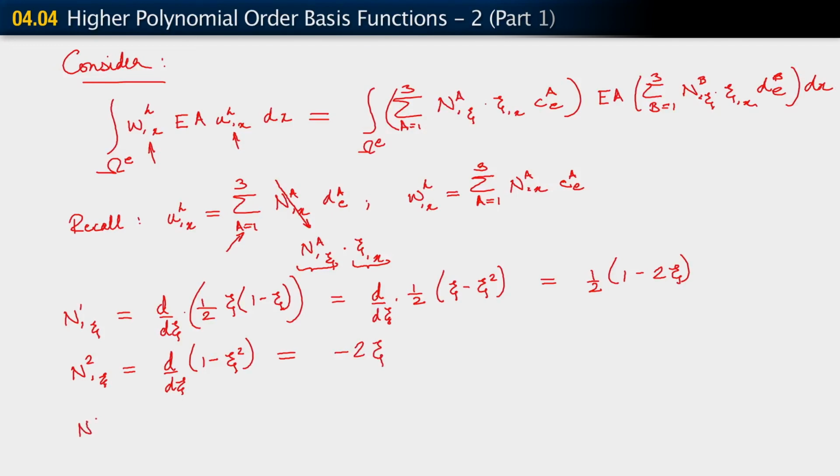And finally, N3 comma c equals d dx of 1/2 c times 1 plus c, and when we carry this out, we get 1/2 times (1 plus 2c). All right, straightforward enough. Now, what about c comma x? What about computing this term?